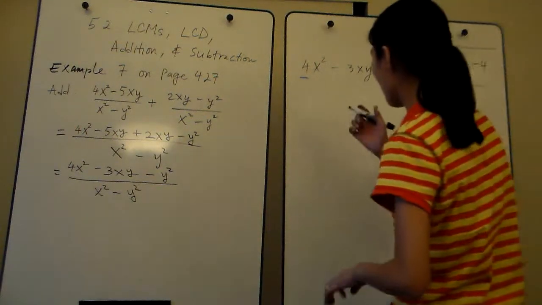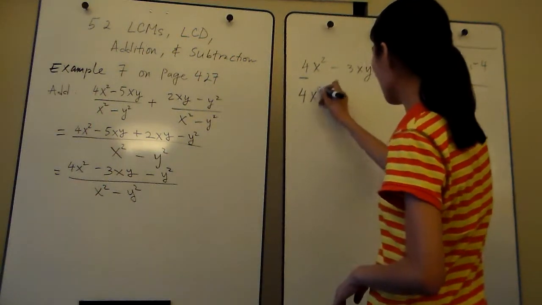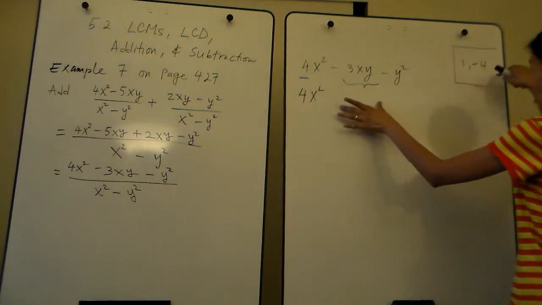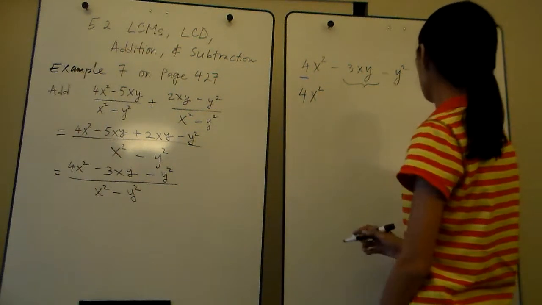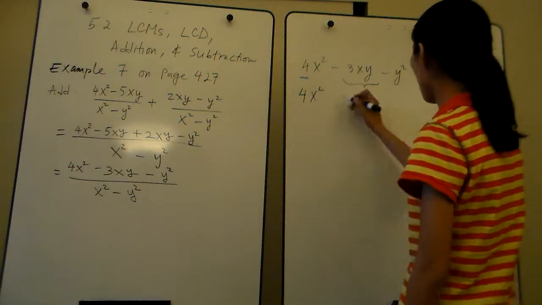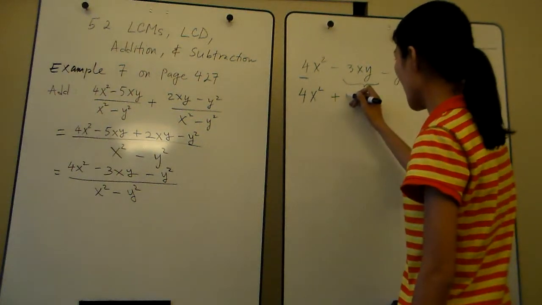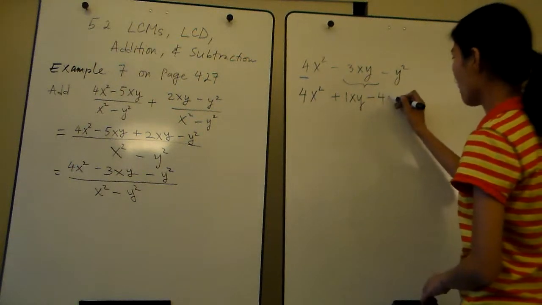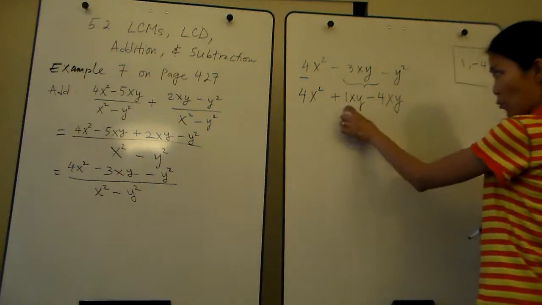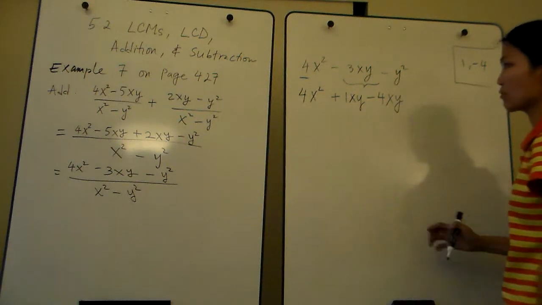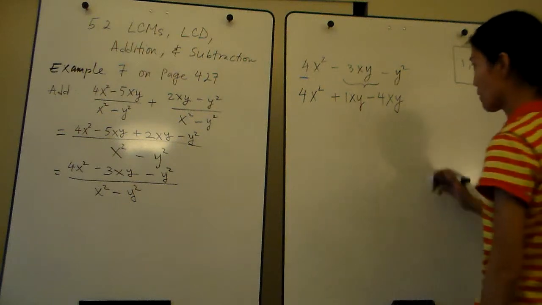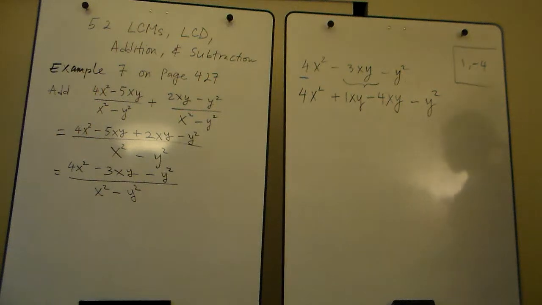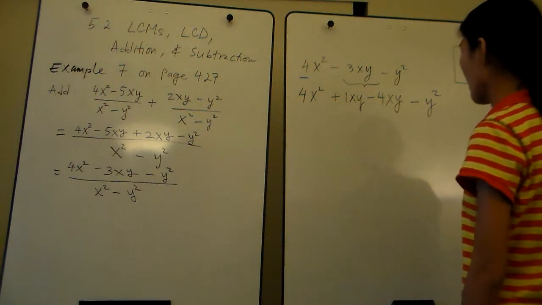And remember AC method, you're rewriting this middle term in terms of these two factors. I can write this as 1xy subtract 4xy. Do you see that 1xy subtract 4xy is equal to negative 3xy? And then subtract y squared here. Okay? So we're almost there.